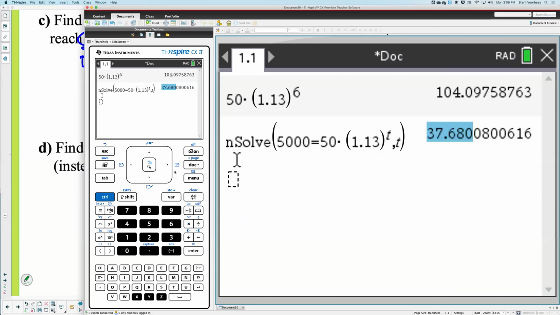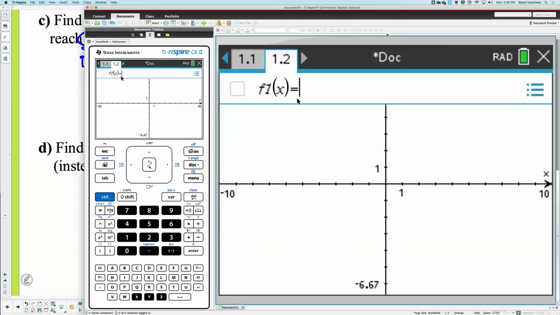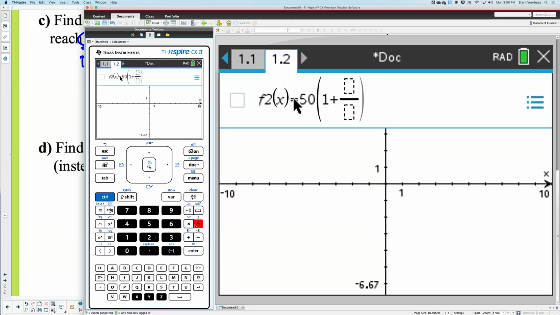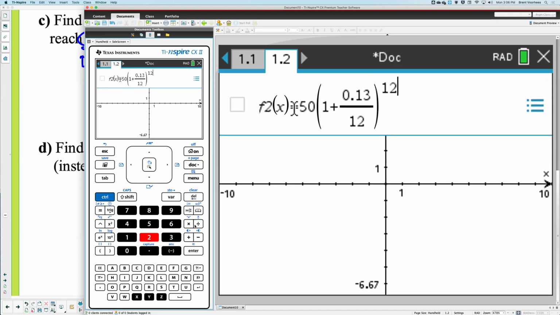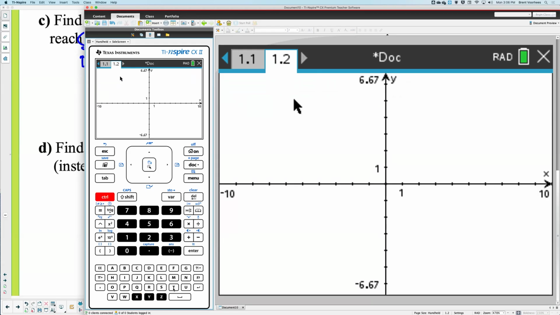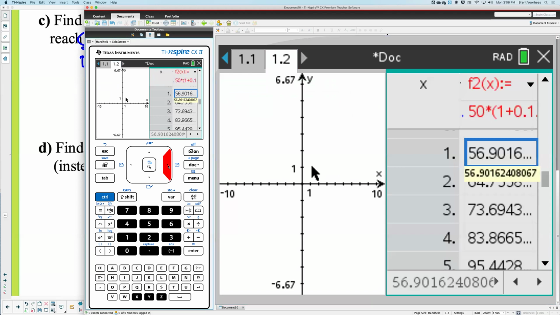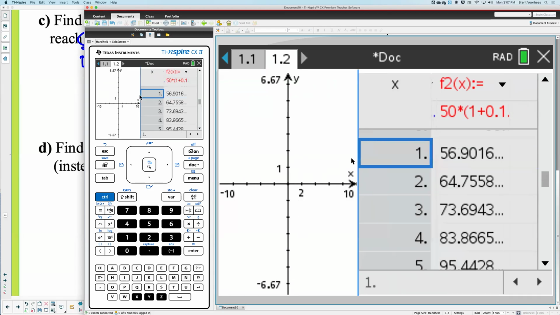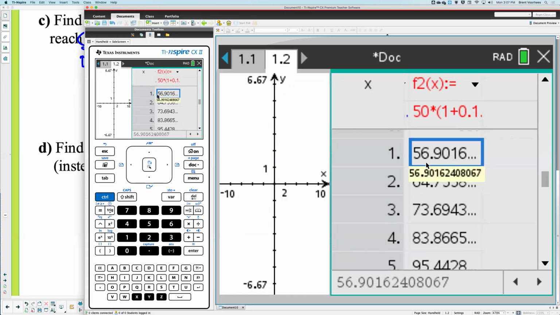If I went and opened another doc and went to graph, and I did 50 times 1.13 raised to the power of x as equation 1, and then I did 50 times 1 plus that 13% divided by 12, the number of times per year, and then did this to the power of 12x. This right here, if we look at our control T, should be very, very similar. Let's look at our two tables. Let me see if it'll slide over. Okay, so we can see both values.